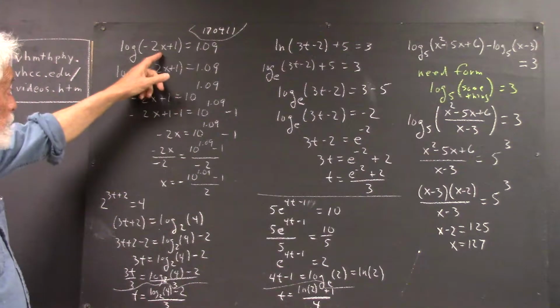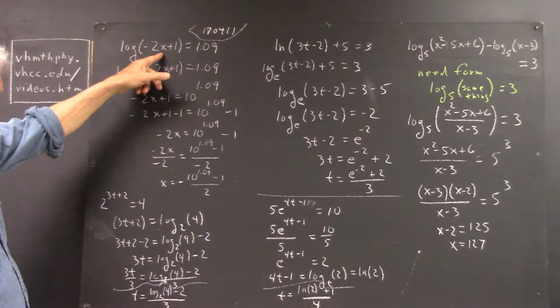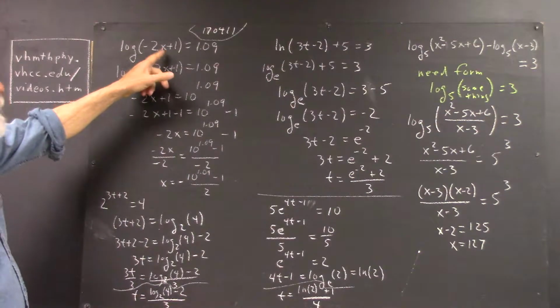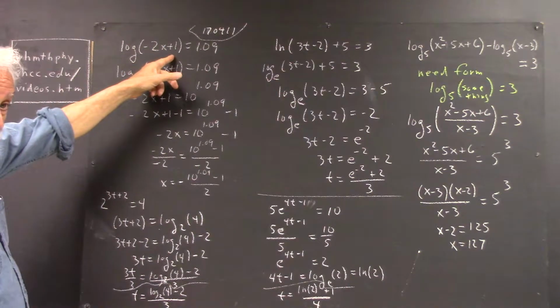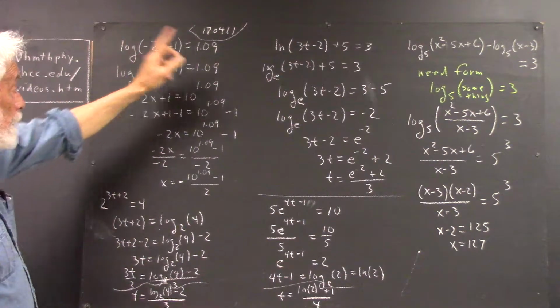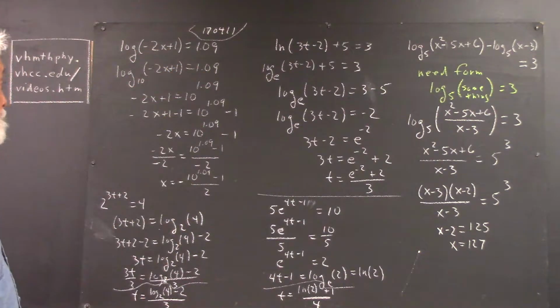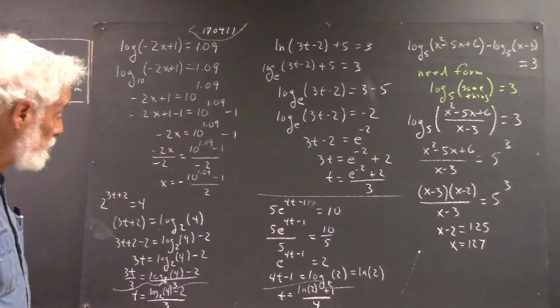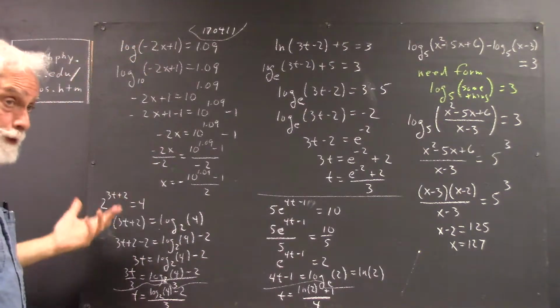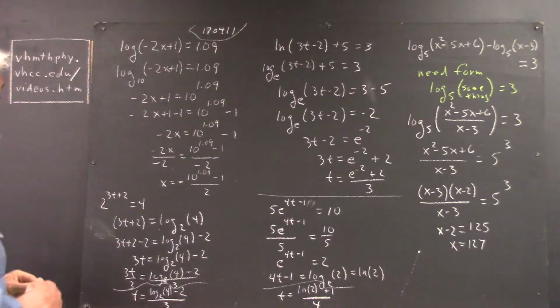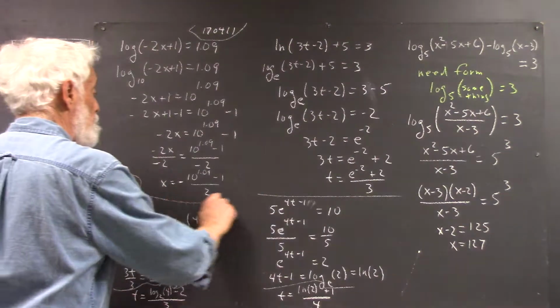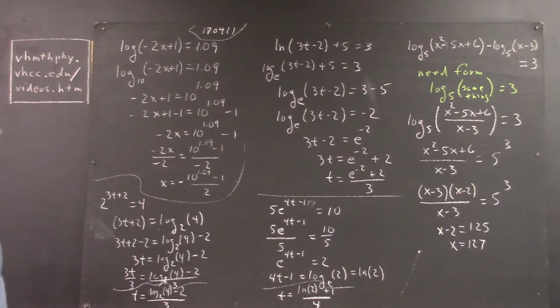And then we can substitute that back in here. Put that value of x in here, evaluate negative 2x plus 1, punch the log key, and see if you get 1.09. If you don't, then you did something wrong. And people really tend to skip the checking step. So don't skip that step. Okay.